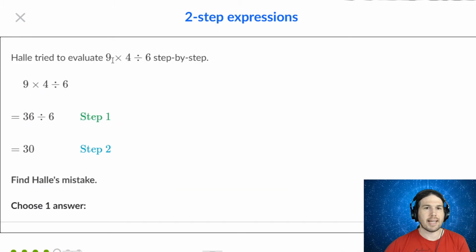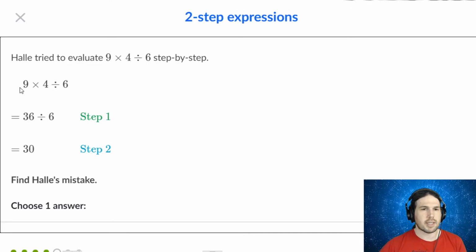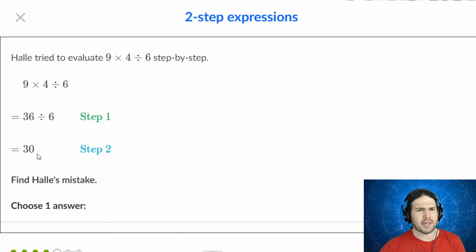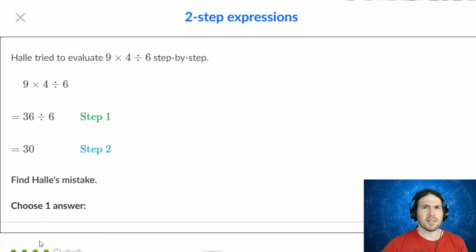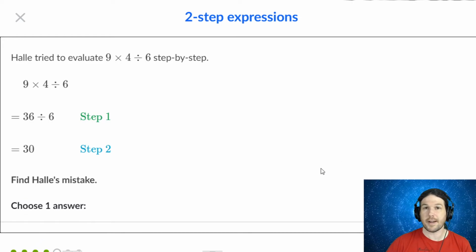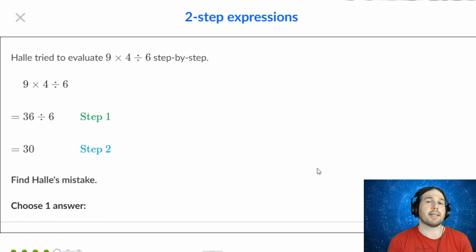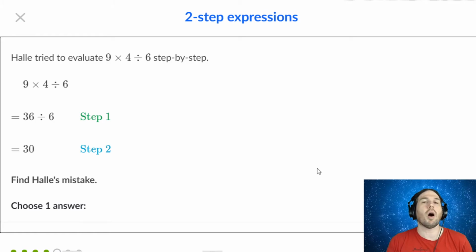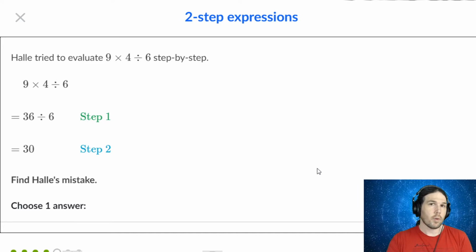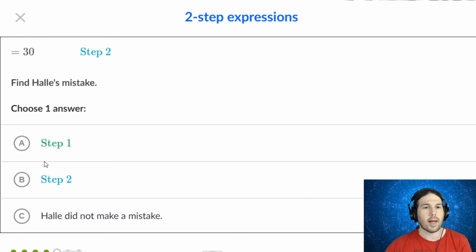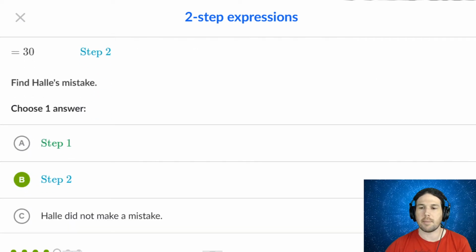Hallie tried to evaluate 9 times 4 divided by 6. Looks like she did 9 times 4 correctly to get 36. That's good. And then did 36 divided by 6 and got 30. So what did Hallie do instead of dividing? Well, it looks to me like she might have subtracted 6 instead of dividing. And again, being able to recognize that is important. Being able to look at someone and go, oh, I see, you might have accidentally done this instead of this, not only will help that person understand better, but it'll help you understand better as well. Looks like step 2 is the mistake Hallie made.